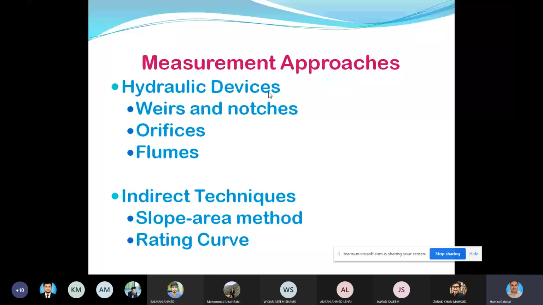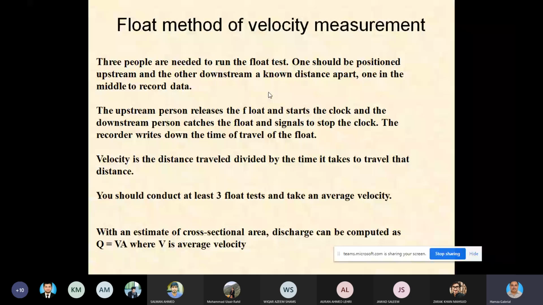So first we will discuss the float method in which we measure the velocity with the help of the floats. So floats, as you know, are the lighter material. So they float on the surface. So in the float method, we require 3 people to run this float test. So one is positioned at the upstream side and the other at the downstream side. So we have a known distance.